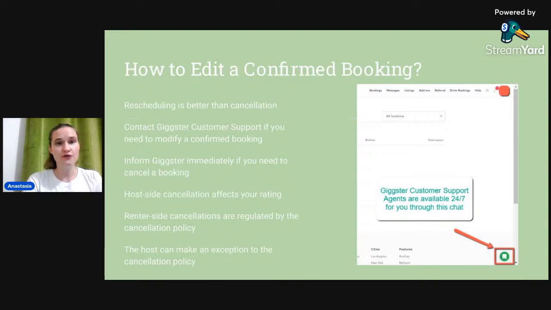How to edit a confirmed booking. Imagine that you or your renter need to edit a confirmed booking. At this moment, confirmed bookings which appear as paid, confirmed, can be edited through Giggster customer support. So if you need to reschedule or amend the existing booking, don't hesitate to contact us through the help chat on our website.